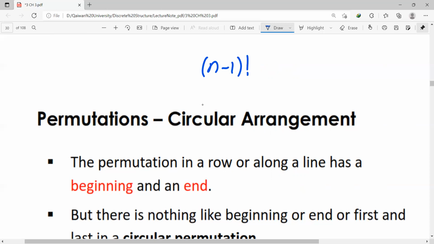For example, if you want to find the arrangement of 5 people, or sitting 5 people around a round table, okay? If you have a table here, let's see. If you want to sit 5 people around this table. In this case, here we have circular arrangement.